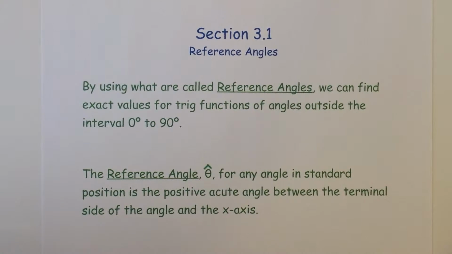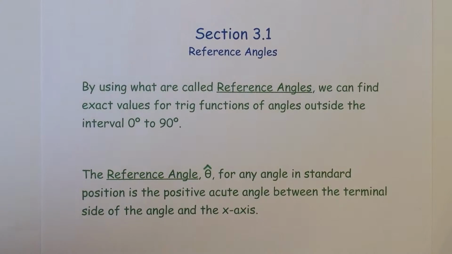In section 3.1, we're going to learn about reference angles. The first statement that I have there just gives you the purpose of why we have the reference angles. You can use it to find values of trig functions of angles beyond 90 degrees, going from 0 to 90 degrees. So like if you were wanting to know what is sine of 120 degrees, knowing reference angles is going to help you out with those types of situations.